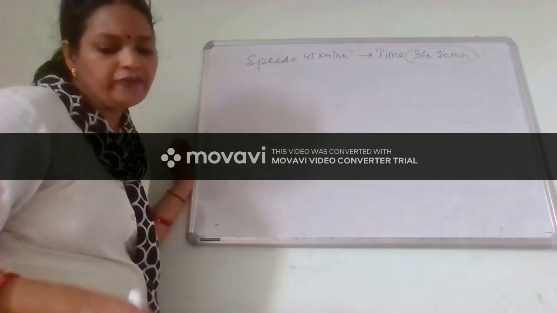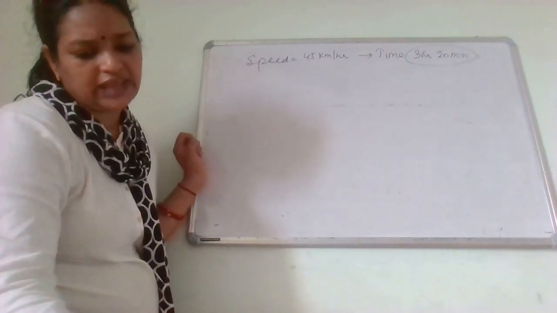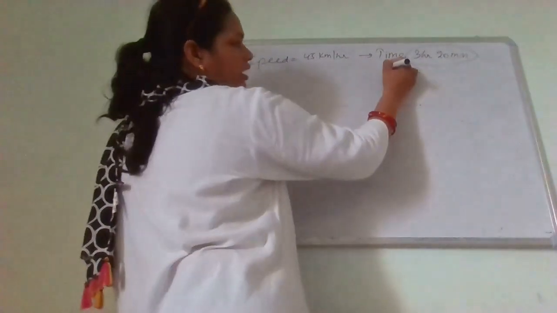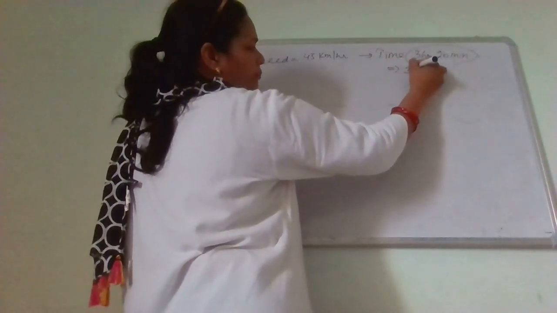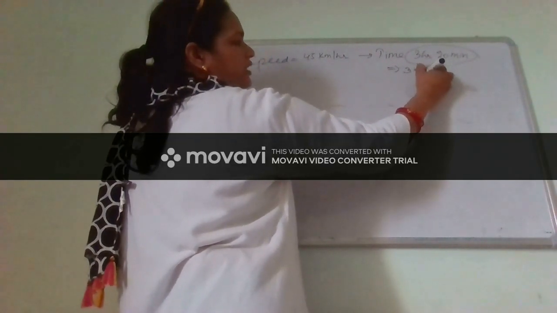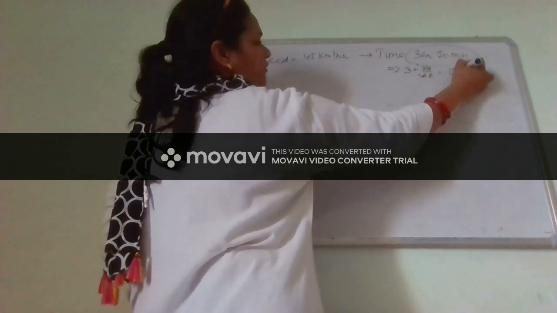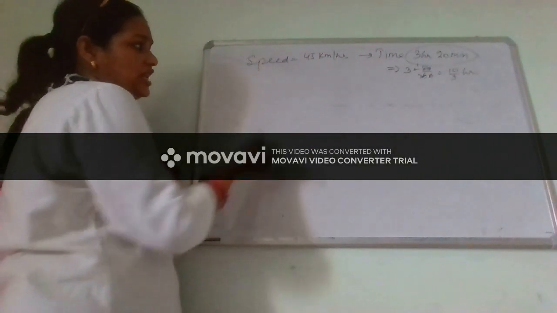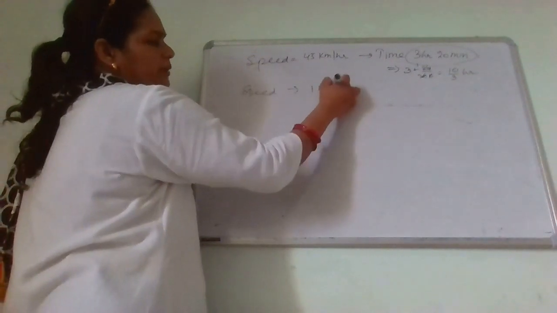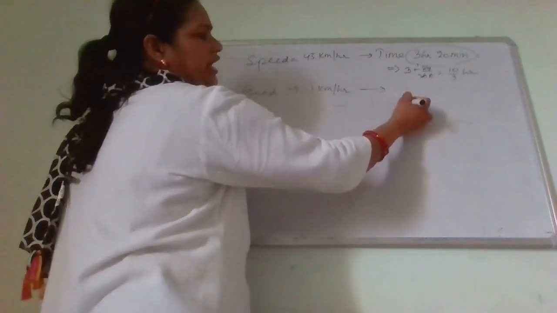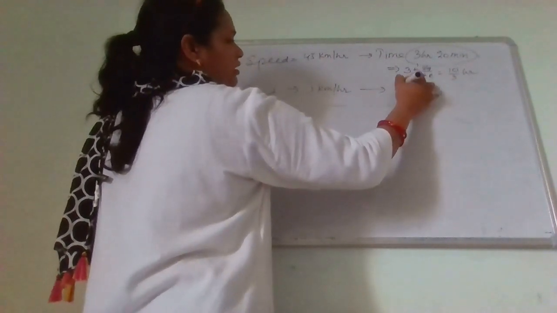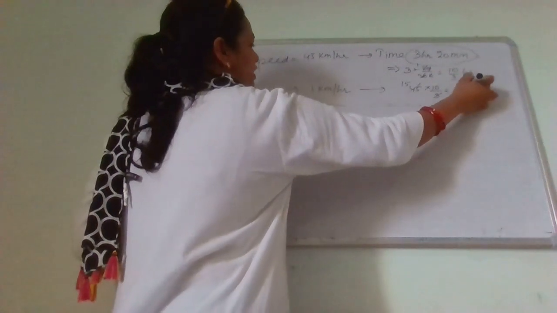So you have to convert this 3 hours and 20 minutes into hours only. So how can we convert this? 3 plus 20 by 60, which is 1 by 3. So this is 10 by 3 hours. Now the same thing. If the speed is equal to 1 kilometer per hour, then what is the time? It is 45 into 10 by 3. So it is 150 hours.